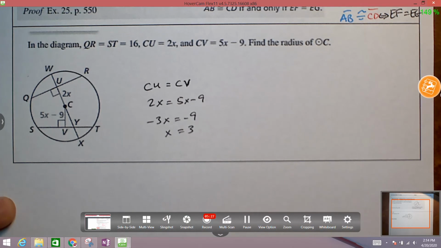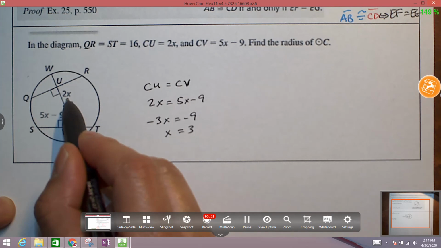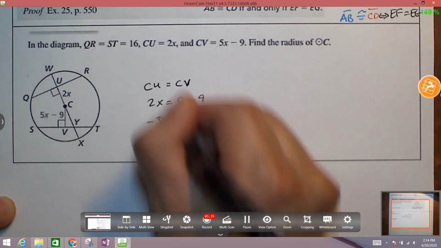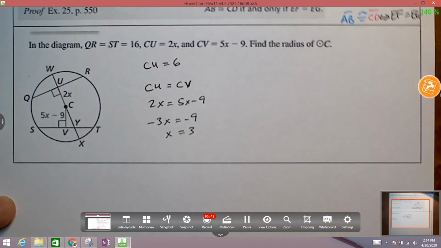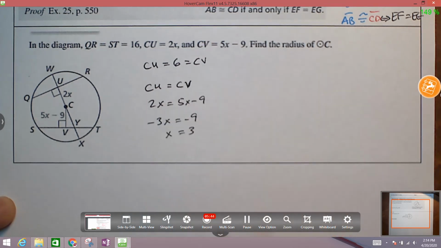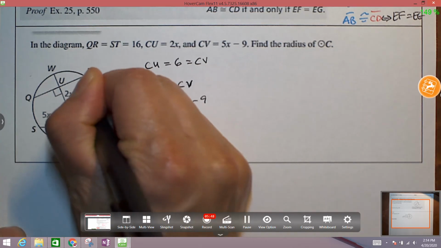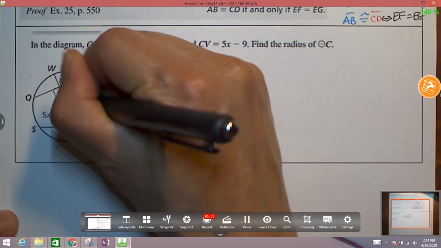Substituting that value back in, let's substitute it into the short one, the easier one, 2x. We see that CU is equal to 2 times 3. We can just do the mental math on that. That's 6 units, and that is also how long CV is. So I'm just going to write 6 right there. So this little piece right here is 6.